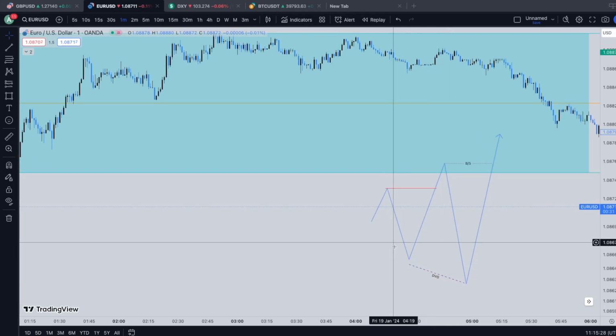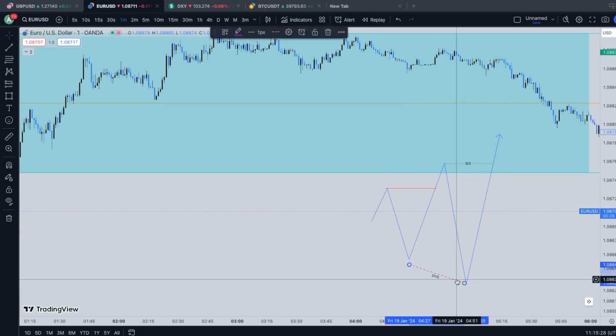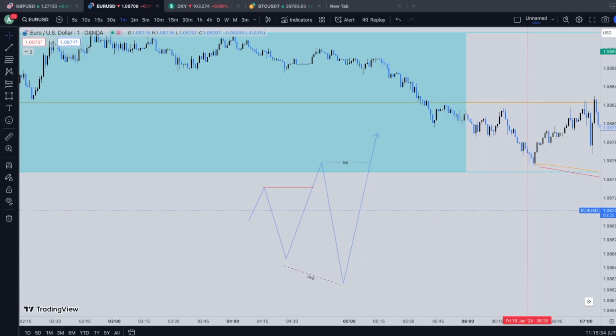Then from the fake BOS, we want to see the previous low being swept with a divergence. What a divergence would be on the RSI: if price has made a lower low here, essentially what we want to see is the RSI failing to make a lower low, and there is divergence.